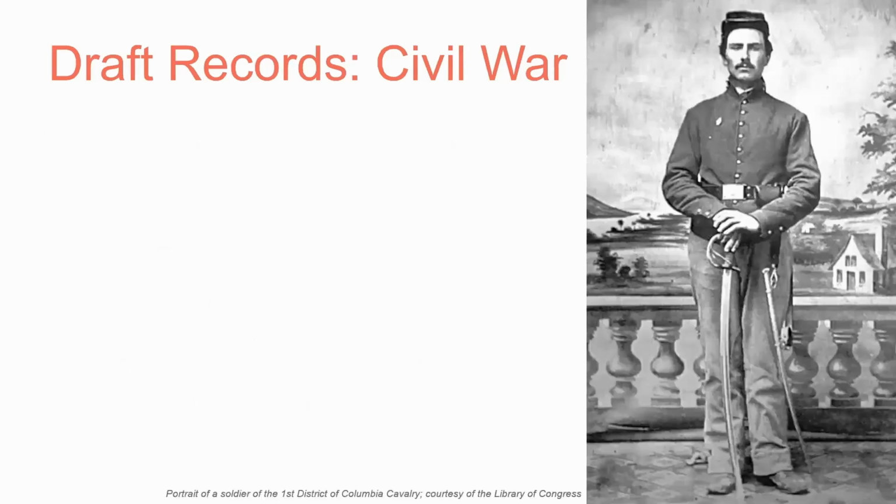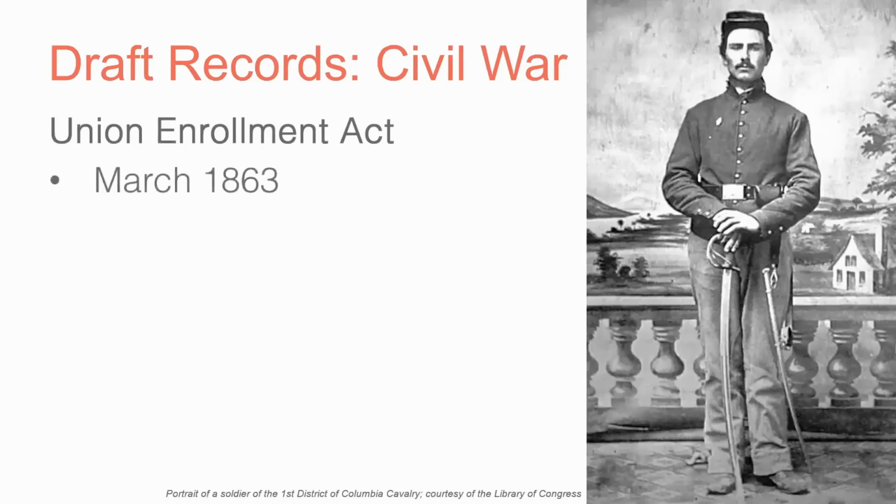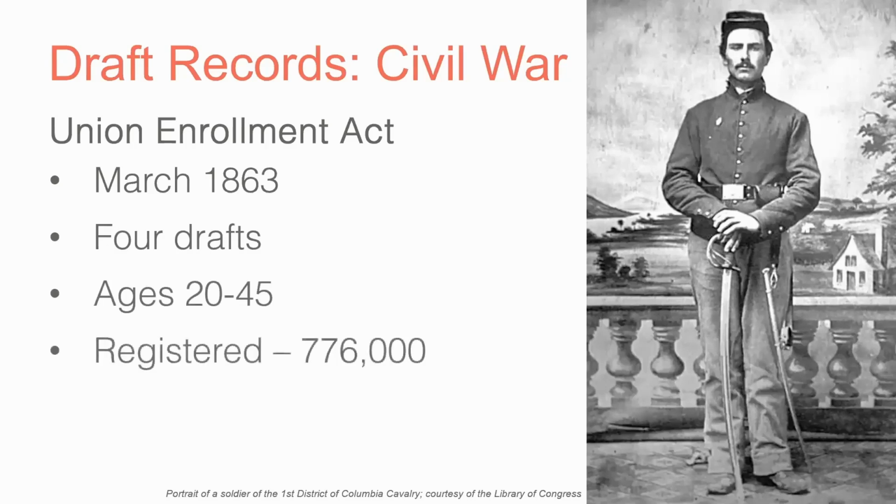The second draft was due to the Union Enrollment Act, which was about a year after the Confederates had their first draft, and this occurred March of 1863, and they had 3 other drafts following that one. Those that were drafted were between the ages of 20 to 45. Around 776,000 men were registered for the draft, but it's very interesting, only about 47,000 ended up serving from that draft.